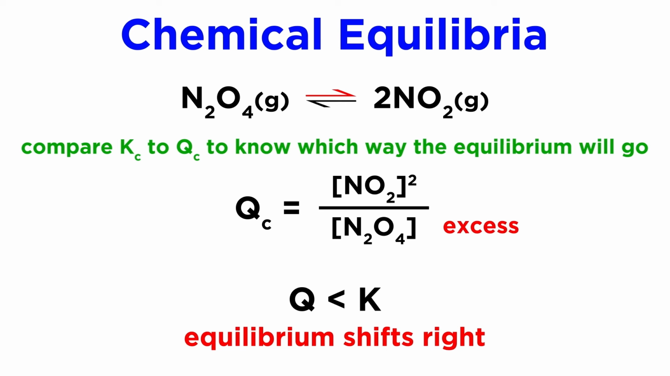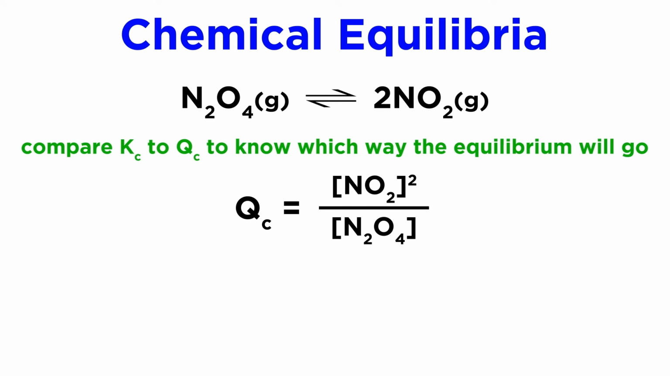If Q is smaller than K, it is because there are more reactants present than there would be if the system was at equilibrium, as the denominator is larger, making this fraction smaller. Therefore, the system will shift right, meaning the forward reaction is favored. This is how we can compare Q to K in order to predict the direction in which a system will shift in order to equilibrate.